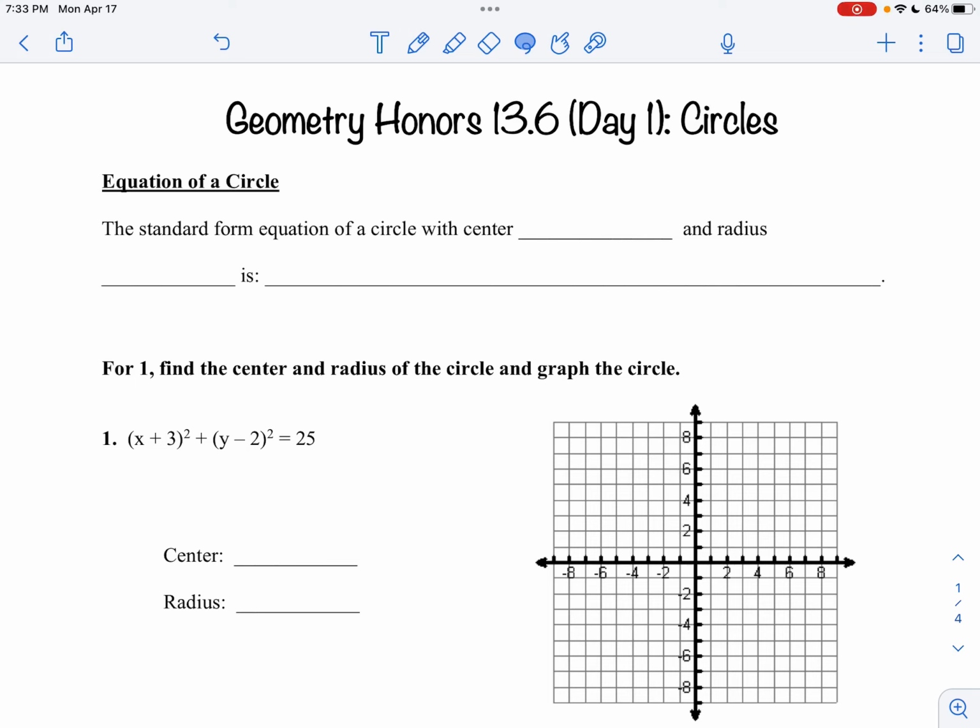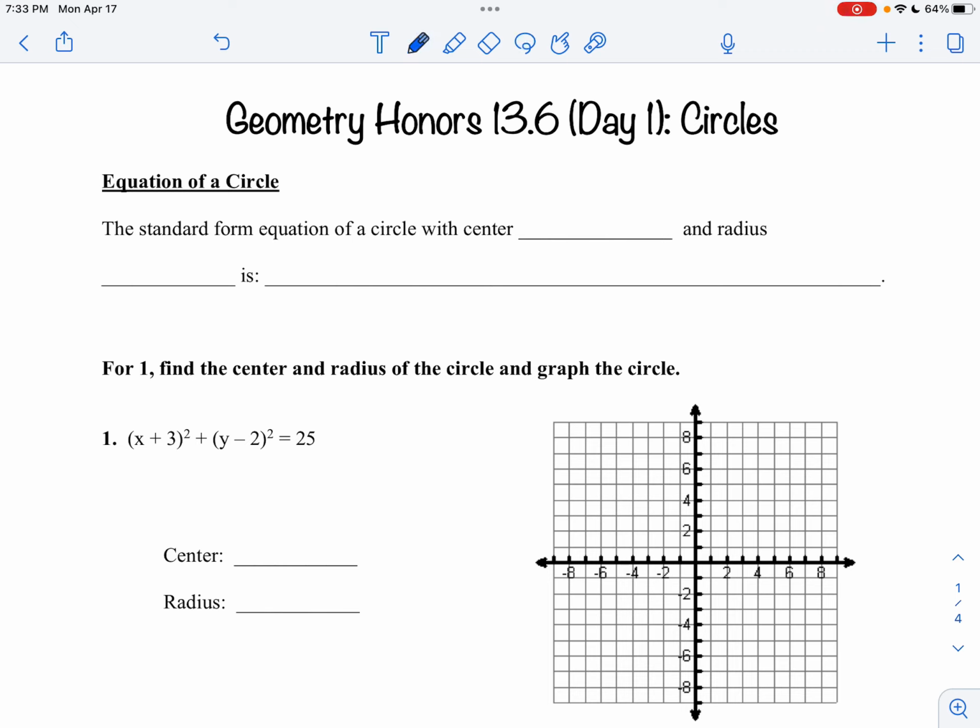Hello, Geometry Honors. Welcome to Lesson 13.6 on circles. We've studied circles in Chapter 10, and now we're going to put those circles on the coordinate plane. So the first thing we're going to do is look at the equation of a circle.